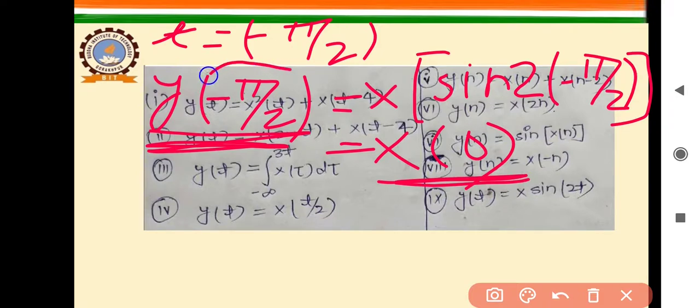For minus pi by 2, the 0 is the future input. It means that the output of the system at the instant minus pi by 2 is dependent on the future value of the input, and if at any instant of time the output of the system depends on the future value of the input, the system becomes non-causal. It means that the given question is an example of a non-causal system.